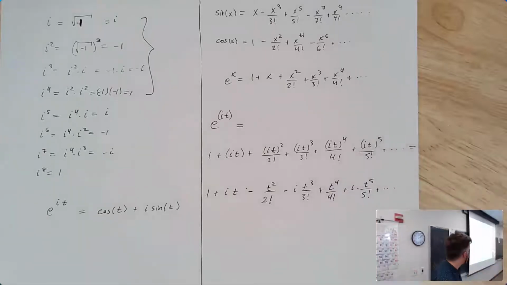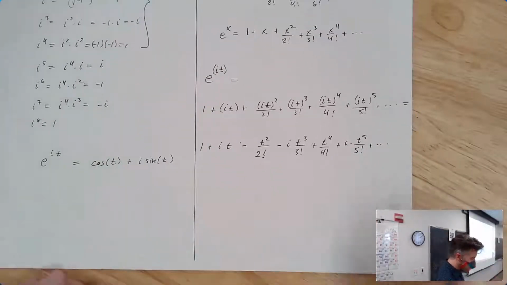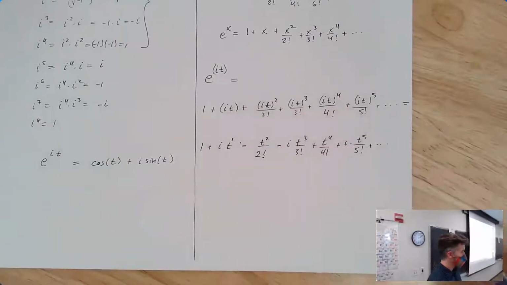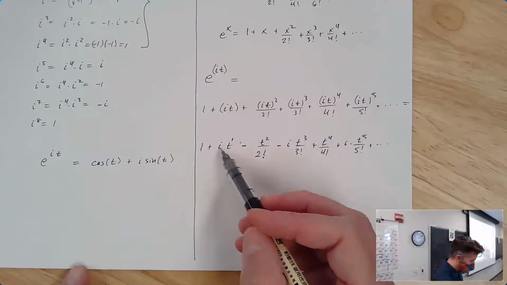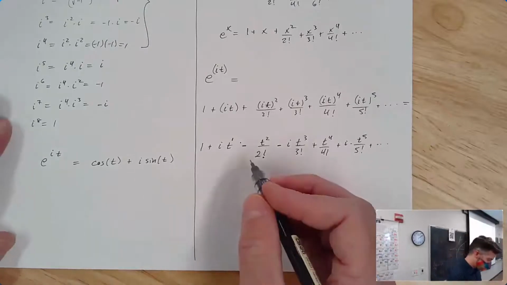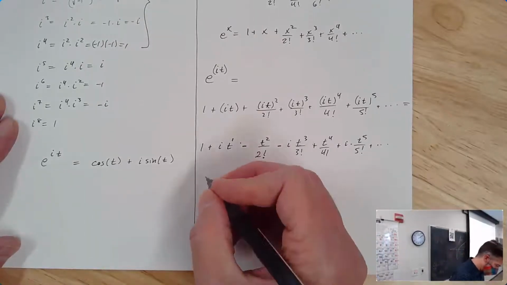So here's what I would notice. Every odd power of t has a coefficient of i, and every even power of t doesn't. I'm going to break those up into the odd and the even. So here are the evens.